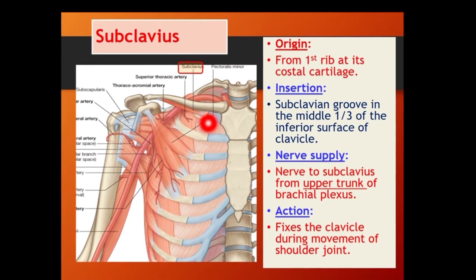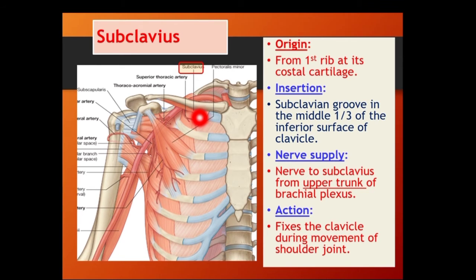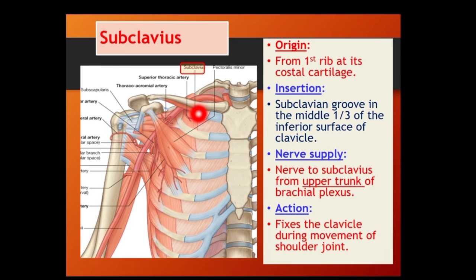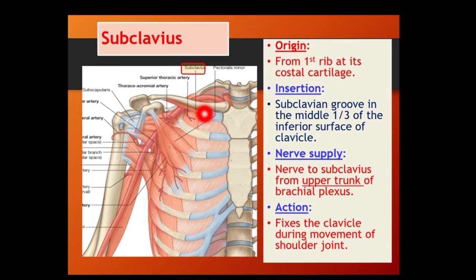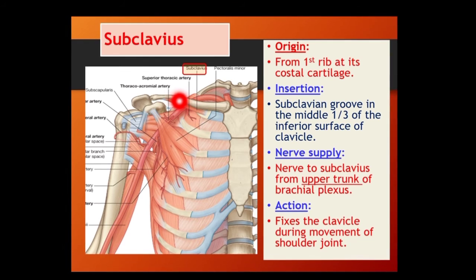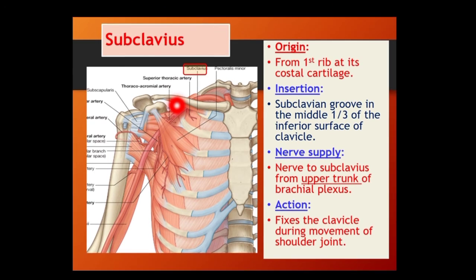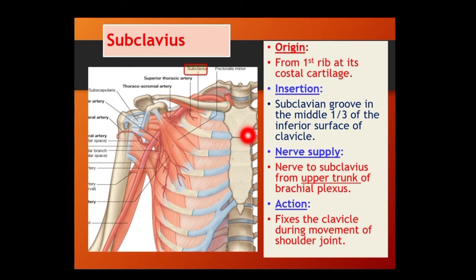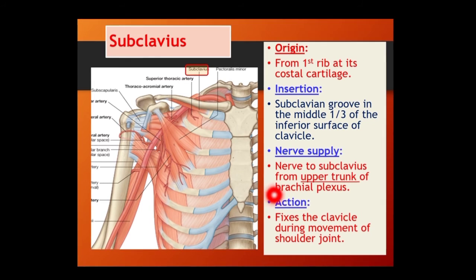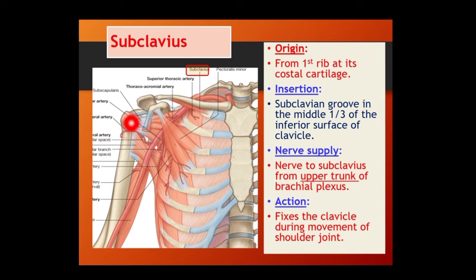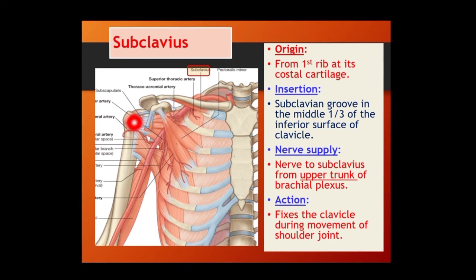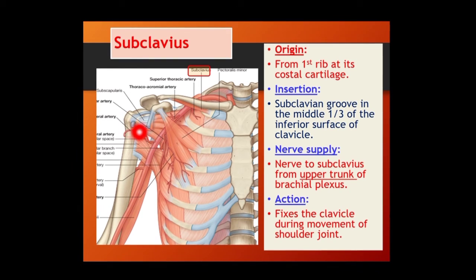Next, subclavius. Subclavius originates from the first rib at the first costochondral junction, and is inserted into the subclavian groove on the middle one-third of the inferior surface of the clavicle, right? Nerve supply is the nerve to subclavius, and action is to fix the clavicle during movement of the shoulder joint. So when the shoulder moves, it works to fix the clavicle, right?